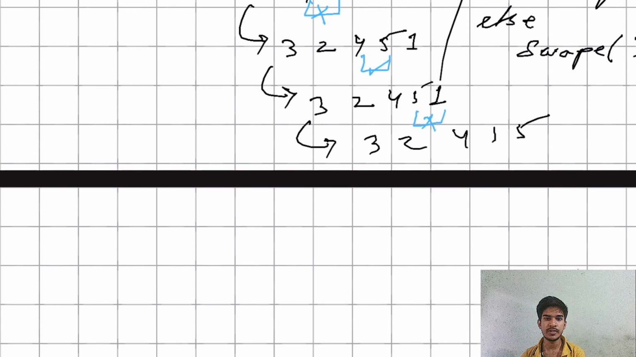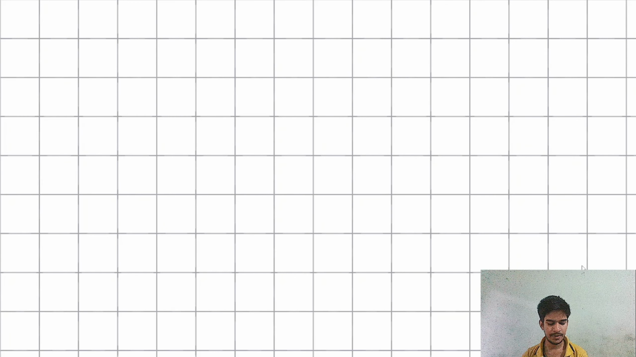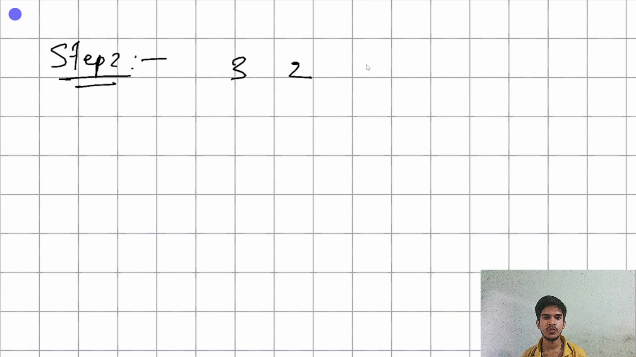Now we go to step 2, with 3, 2, 4, 1, 5. Again we are starting with the first two adjacent elements. We'll take 3, 2. Is it correct? No, it is not correct. 3 is not less than 2. So it will swap the two elements.